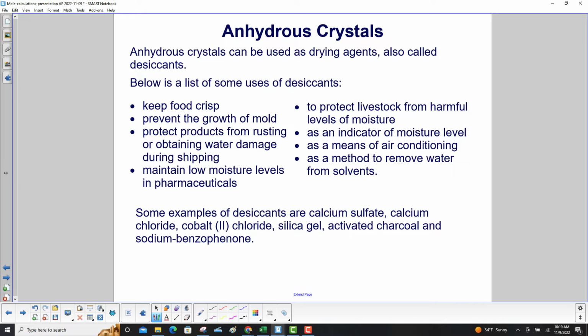Some examples of desiccants are calcium sulfate, calcium chloride, cobalt 2 chloride, silica gel, activated charcoal, and sodium benzophenone.